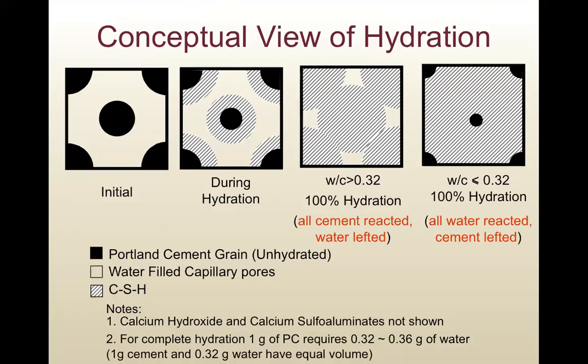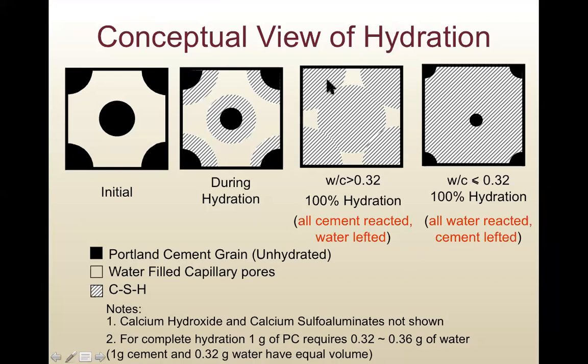So here shows the conceptual view of hydration. Initially we have Portland cement grains, which is the black area, mixed with water. During the hydration process, we have more hydration product produced. As we can see, the CSH shown here.